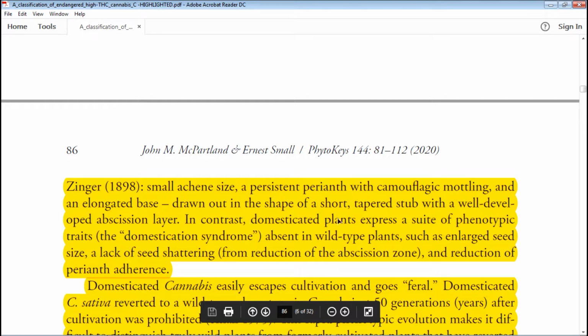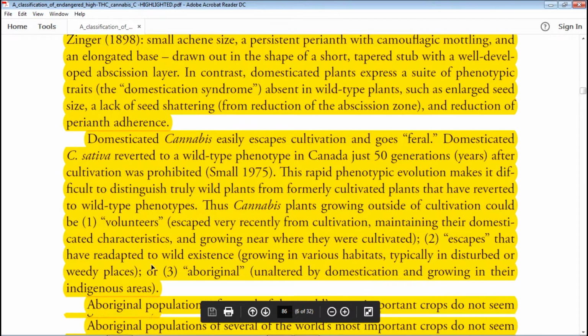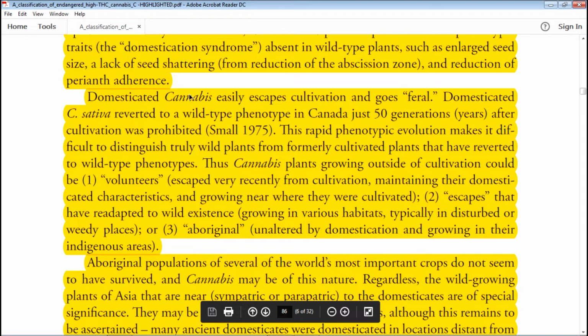In contrast, domesticated plants express a suite of phenotypic traits, the domestication syndrome, absent in wild-type plants such as enlarged seed size, a lack of seed shattering from reduction of the abscission zone, and reduction of perianth adherence. Domesticated cannabis easily escapes cultivation and goes feral. Domesticated cannabis sativa reverted to a wild-type phenotype in Canada just 50 years after cultivation was prohibited, 1975. This is important to remember in your head.